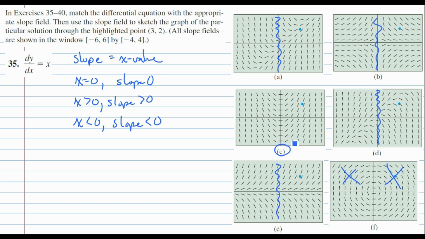So my answer is C, and now I need to sketch the graph that passes through this highlighted point right here. I'm going to sketch that using the little tangent lines. It looks like a parabola. So that's a pretty good parabola there. Again, pretty accurate using the tangent lines. It's sometimes a little difficult to see where they would go, but that is definitely a good sketch.